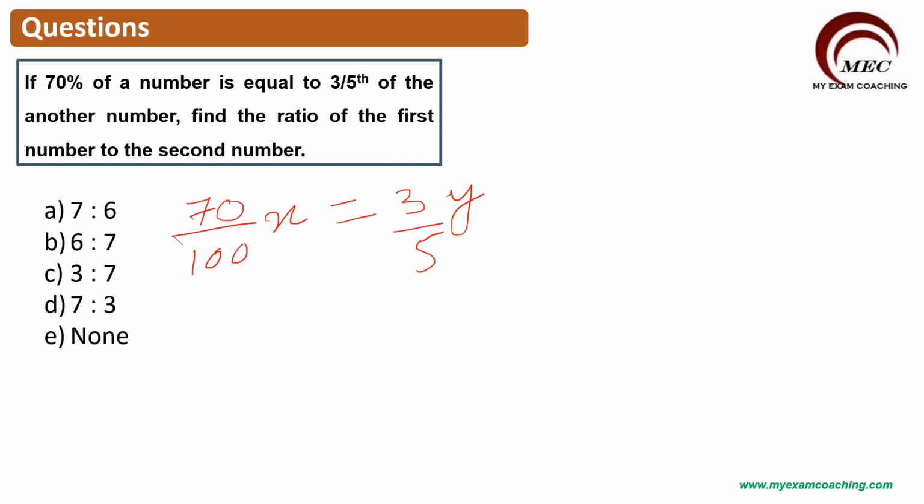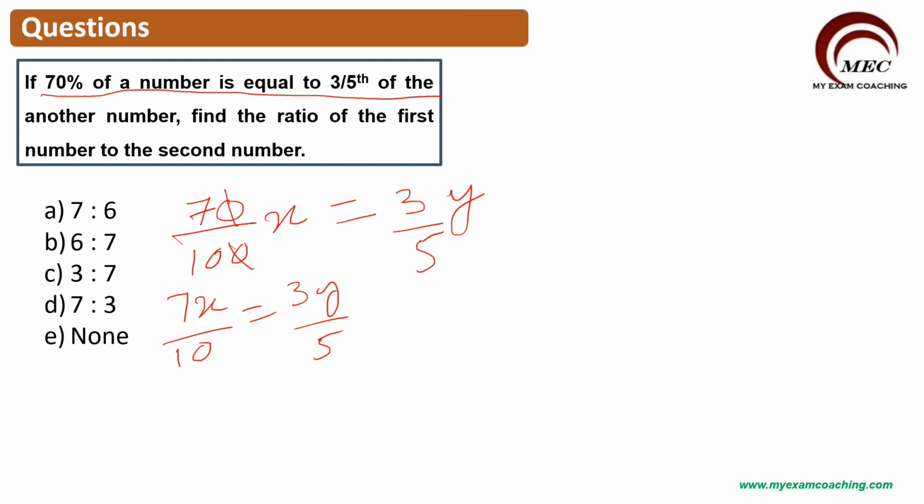For people who are new to this type of questions, I am explaining it fully so that you will get an idea how to go about these type of questions. So what is given? 70% of the number is equal to 3/5 of the another number. So first number, 70 by 100 of x. 70 by 100 means 70%. 3/5 of the number, 3 by 5 y. Now you can simplify it here itself. Cut this 0 and this 0. It will become 7x by 10 is equal to 3y by 5.